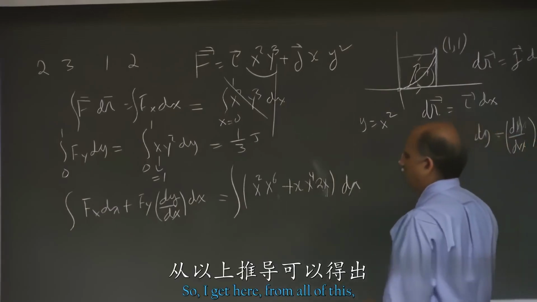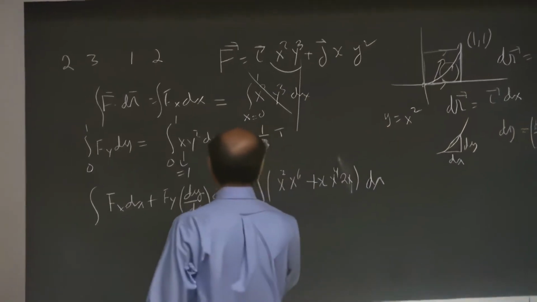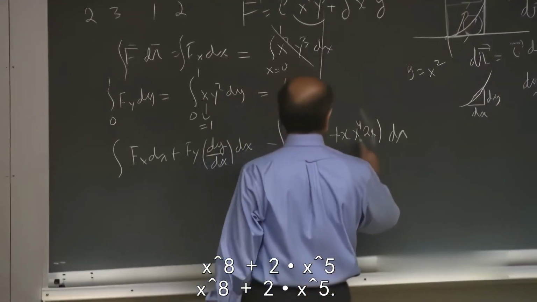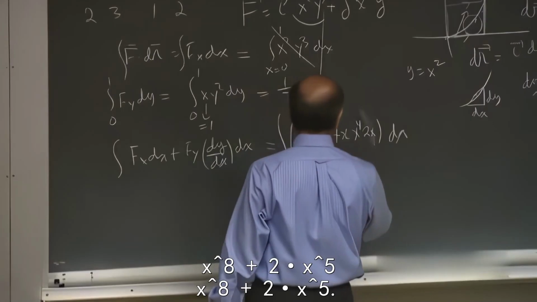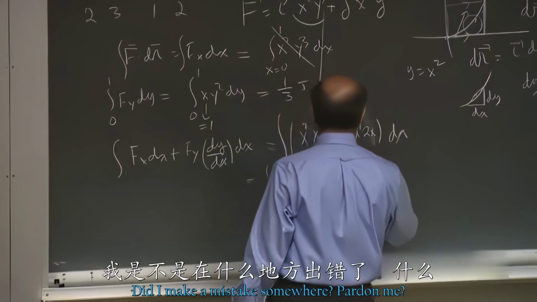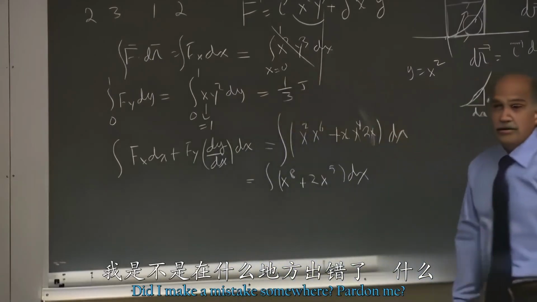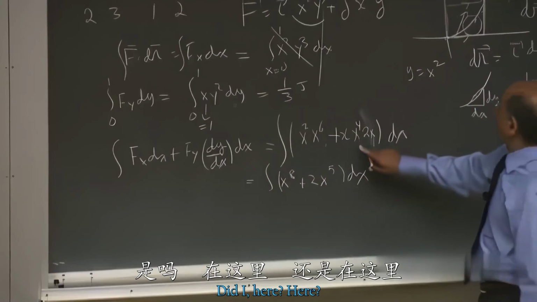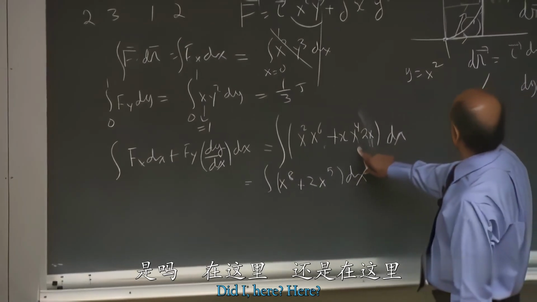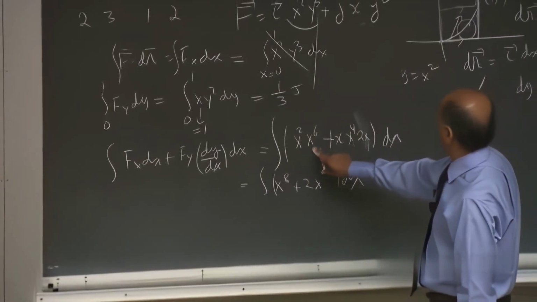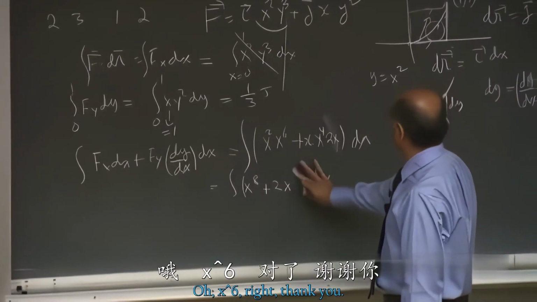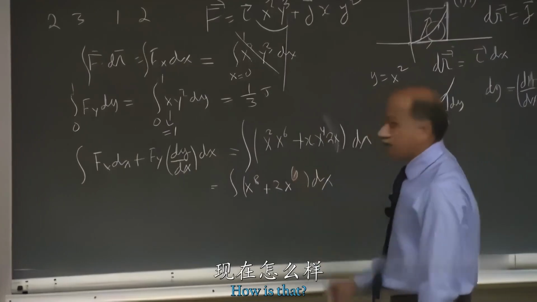So I get here from all of this x to the 8th plus 2x to the 5th dx. Did I make mistakes somewhere? Oh, here? Oh, x to the 6th, right. Thank you. How is that?